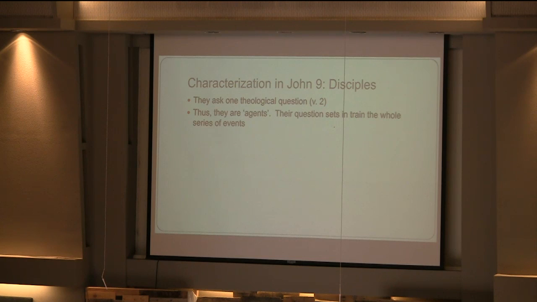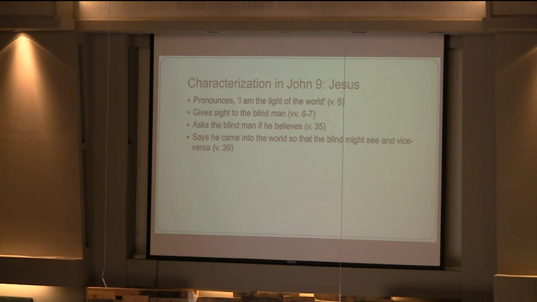Then we have the characterization of Jesus. So in this narrative then, Jesus pronounces in verse 5, he says, I am the light of the world. He also gives sight to the blind man in verses 6 to 7. He then asks the blind man if he believes. That's in verse 35. Verse 39, he says he came into the world so that the blind might see, and vice versa. He tells some of the Pharisees that they are blind.